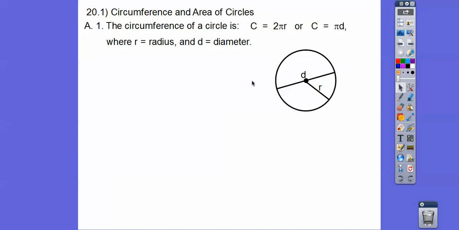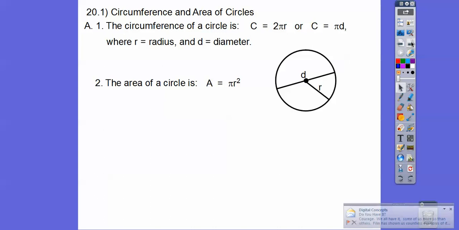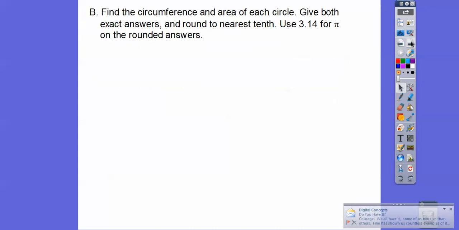And what happens is, if this was a piece of string, I was talking to Michaela about this, this string would wrap around this circle a little bit more than 3 times, which is pi, 3.14. Okay, the area of a circle is pi r squared. Okay, so let's do this here.